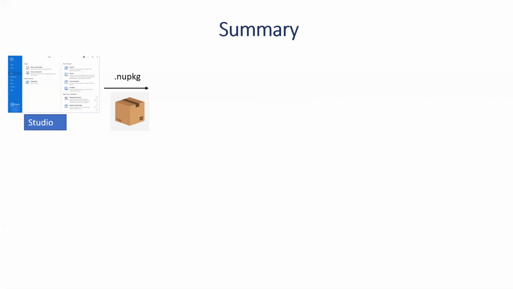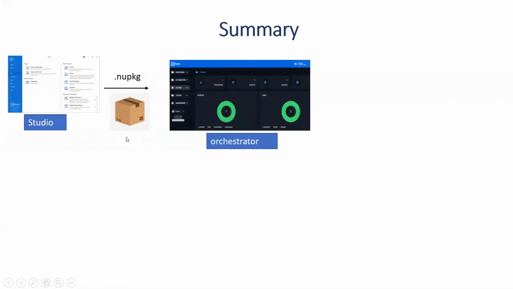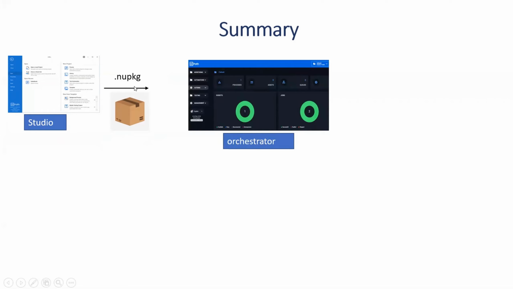Similarly, Orchestrator understands a nugget package. As a fresher or a beginner, you should be aware that whenever we publish a code from Studio, we get a nugget packet. The extension is .nupkg. So in Studio you develop the code, you deploy it to the Orchestrator. Now in Orchestrator it is running perfectly. Now in the Orchestrator, what happens next?